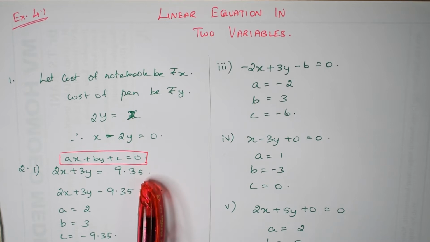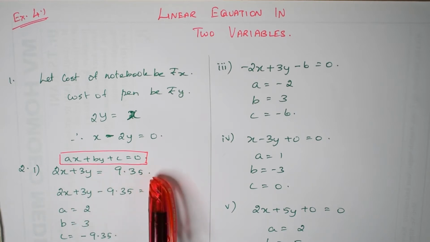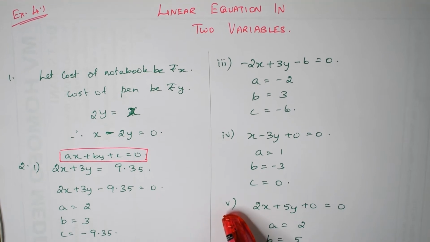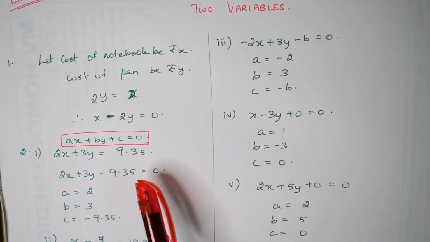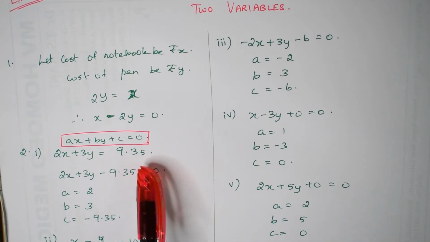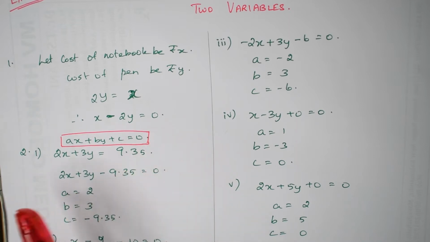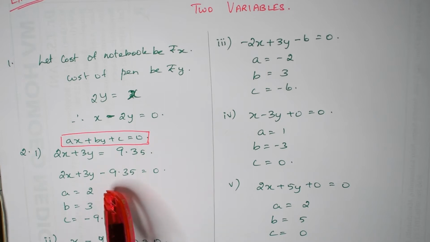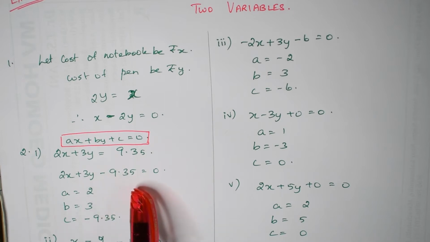And going to the second question, express the following linear equation in the general format. They are given many equations, and they are asking you to represent the given equation in the general format. Okay, so the first question is 2x plus 3y is equal to 9.35. Here they have just given the constant on the right hand side. We are just going to bring the constant on the left hand side. When it crosses, it takes the negative value. So 2x plus 3y minus 9.35 is equal to 0.